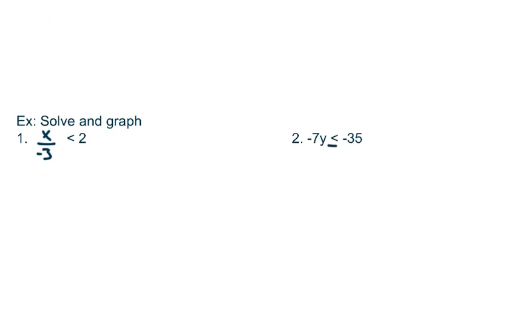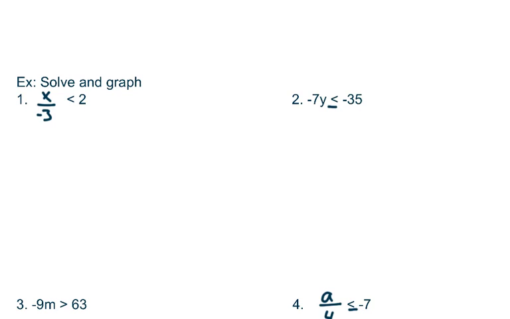Okay, so let's try one here. Number 1, x over negative 3 is less than 2. So to undo dividing, I need to multiply, and I'm going to multiply by negative 3. So this is an example of multiplying by a negative number. The negative 3's cancel out, I'm left with x. 2 times negative 3 is negative 6. Now, my inequality sign originally was less than. When I multiply by a negative, it actually changes direction and now becomes greater than. Okay, x is greater than negative 6.